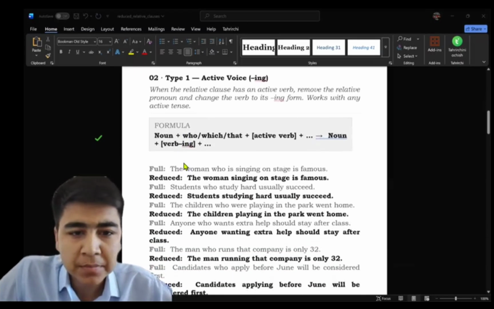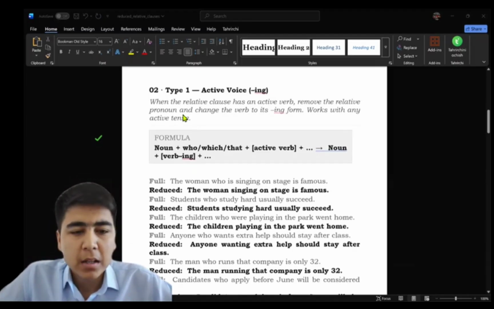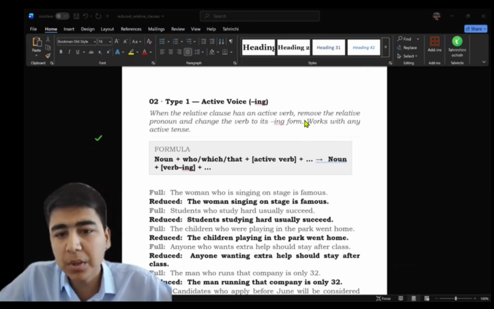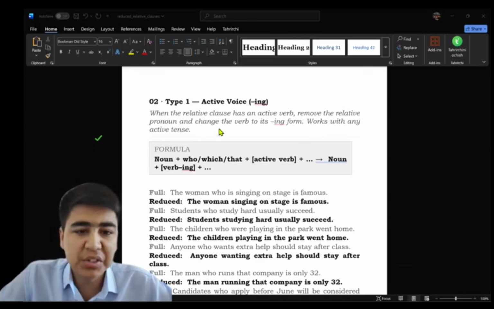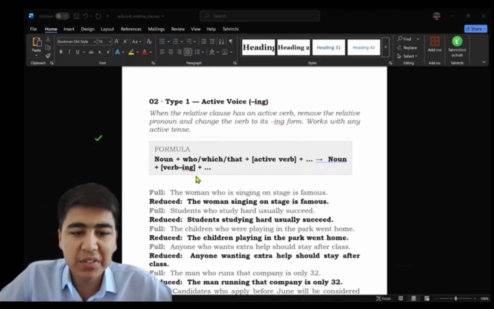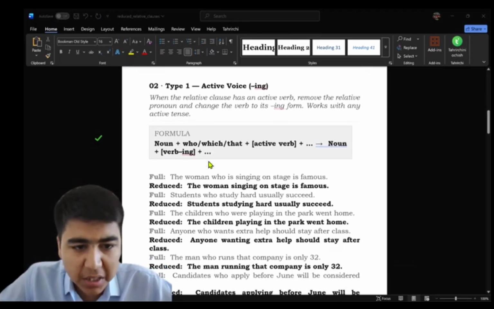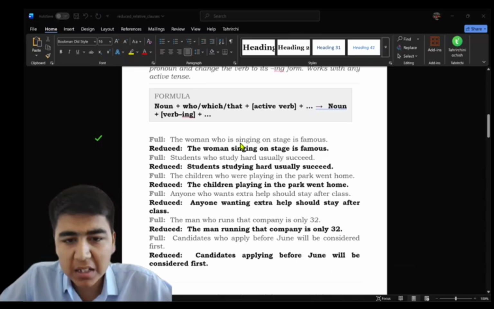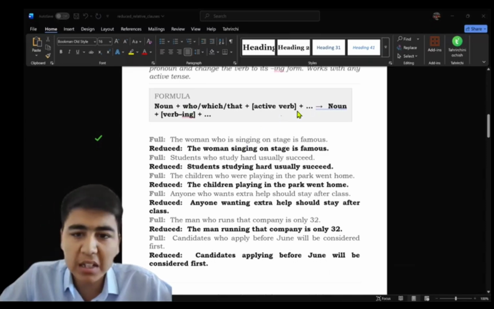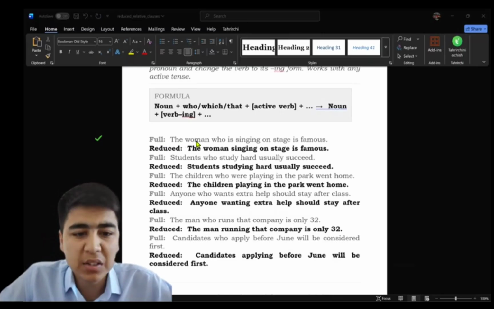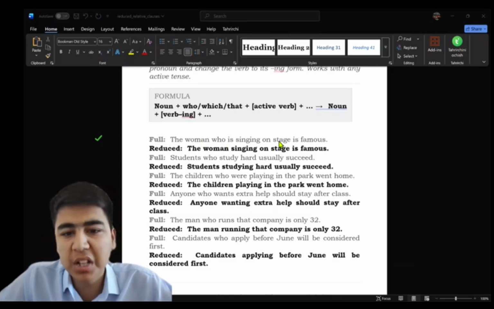All right. So, type 1. Let's start from type 1. When the relative clause has an active verb, remove the relative pronouns and change the verb to its ing form. It works with any active tense. Here you can see noun, who, which, that, which are relative pronouns, and an active verb. It changes to noun and verb-ing. Like, the woman who is singing on the stage is famous.